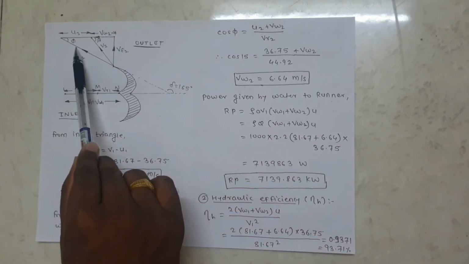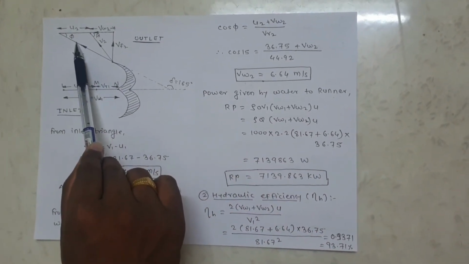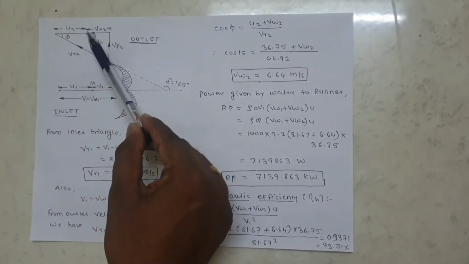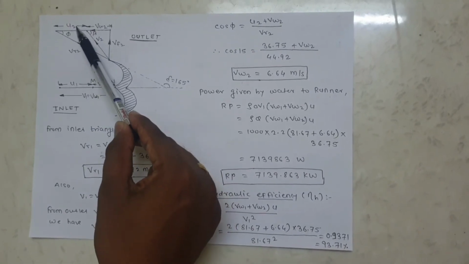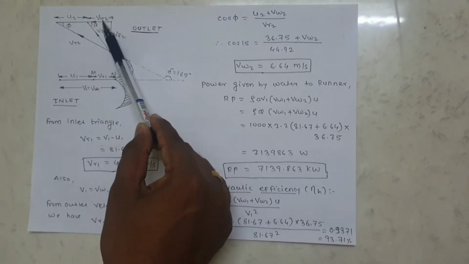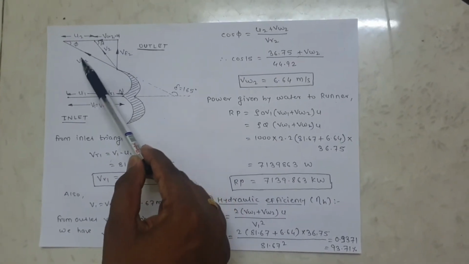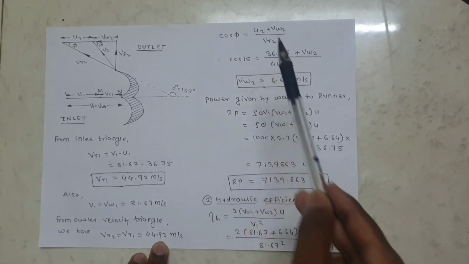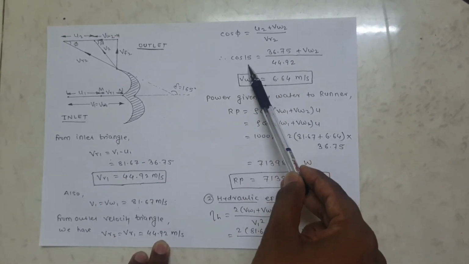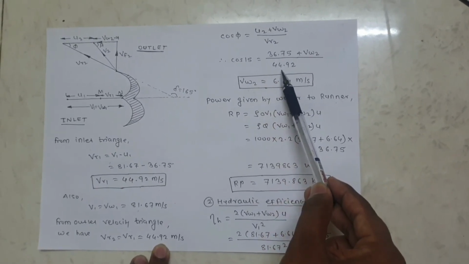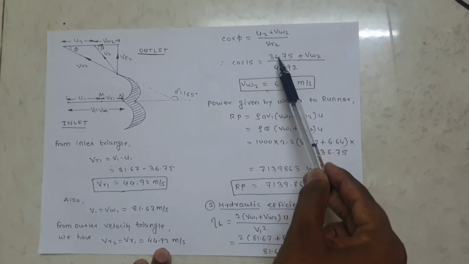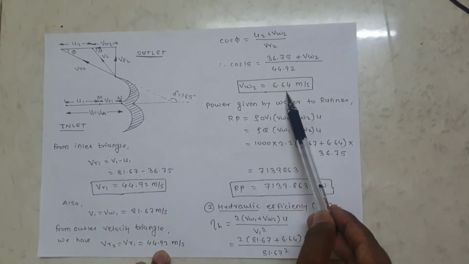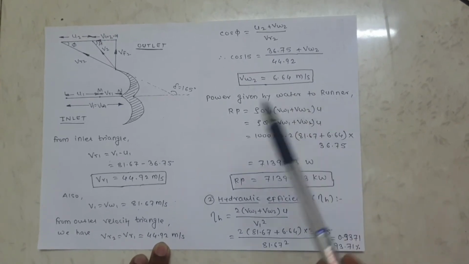So from outlet velocity triangle, cos phi is the adjacent side upon hypotenuse. That adjacent side is U2 plus VW2, and hypotenuse is VR2. So cos phi is equal to U2 plus VW2 divided by VR2. Put phi is equal to 15 degree, VR2 is equal to 44.92, U2 is equal to 36.75, already we found out. So VW2 is equal to 6.64 meter per second.